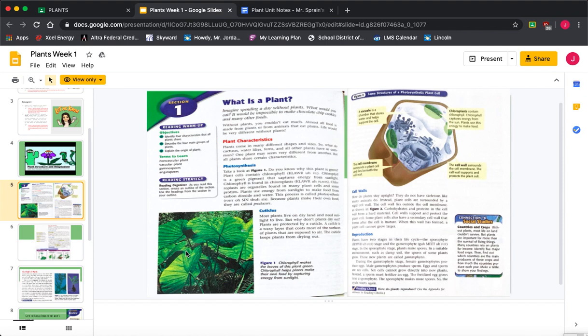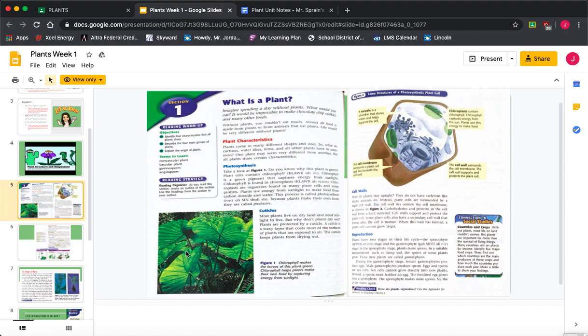So I'm going to just stop right there. I think that's a really important point. When we look at plants and we see that green color that comes from plants, that is because of that pigment called chlorophyll. Chlorophyll is found in chloroplasts. Chloroplasts are organelles found in many plant cells and some protists. Plants use energy from sunlight to make food from carbon dioxide and water. This process is called photosynthesis.